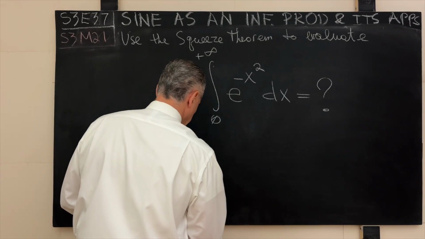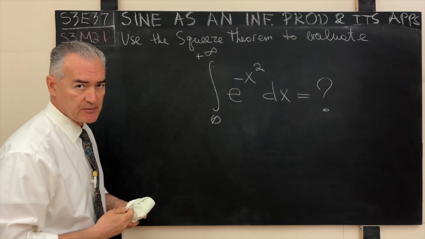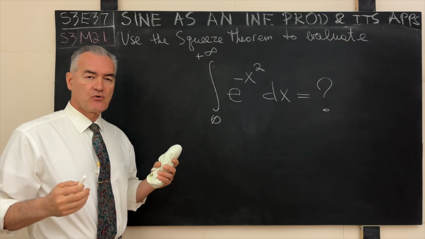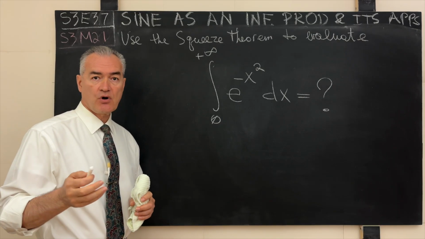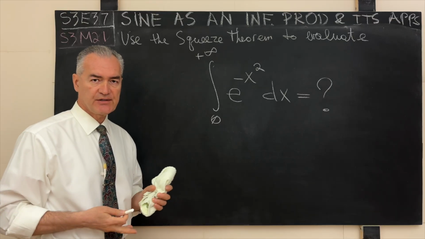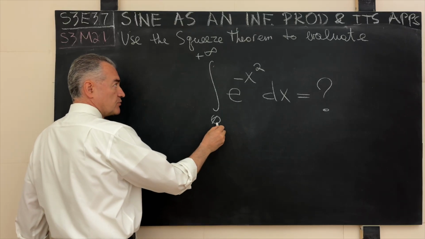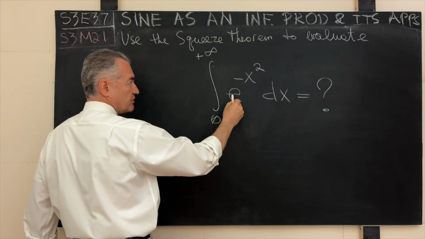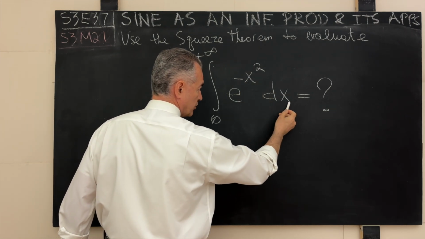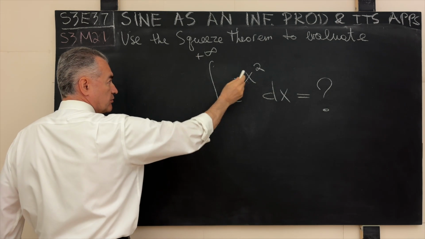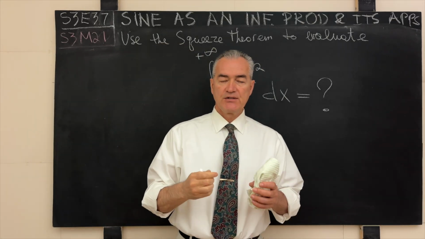Our next challenge will be the problem in mathematics S3M21, and the objective of this challenge is to use the squeeze theorem, or whatever this theorem is called in your country, the sandwich theorem or something else, in order to evaluate the following improper integral from 0 to positive infinity of e raised to the power minus x squared, where the integration is carried out over the variable dx. Evaluate this integral.